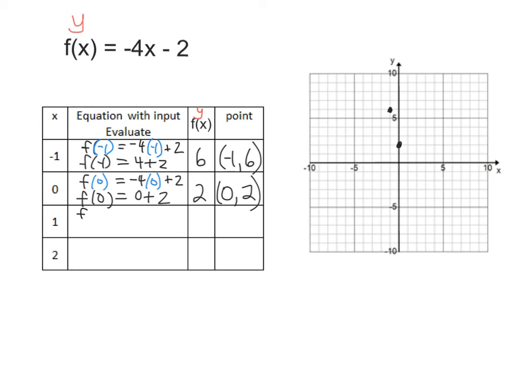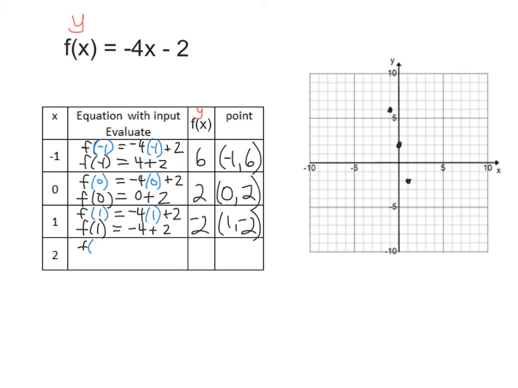All right, f of 1 is going to be -4 times 1 plus 2. So f of 1 equals -4 times 1, well, that's -4, plus 2, and -4 plus 2 is -2. With an input of 1, we get an output, or f of 1, which is -2. So 1 comma -2 is plotted right here. And notice so far your 3 points are in a good line here. And so let's double check with our last point.